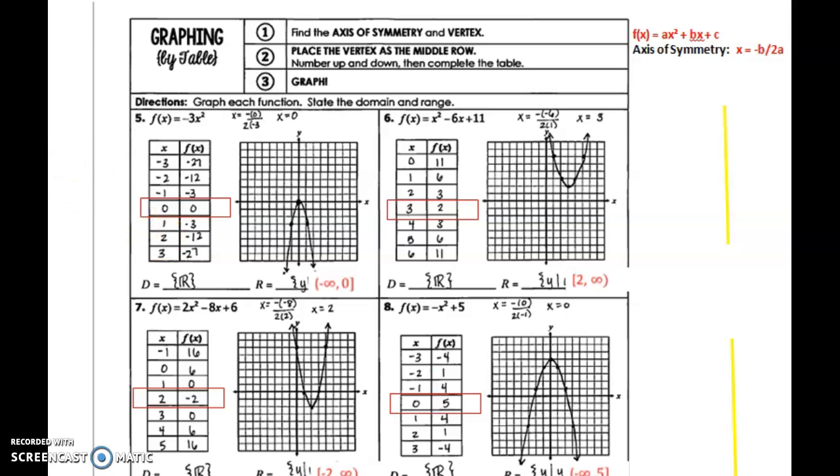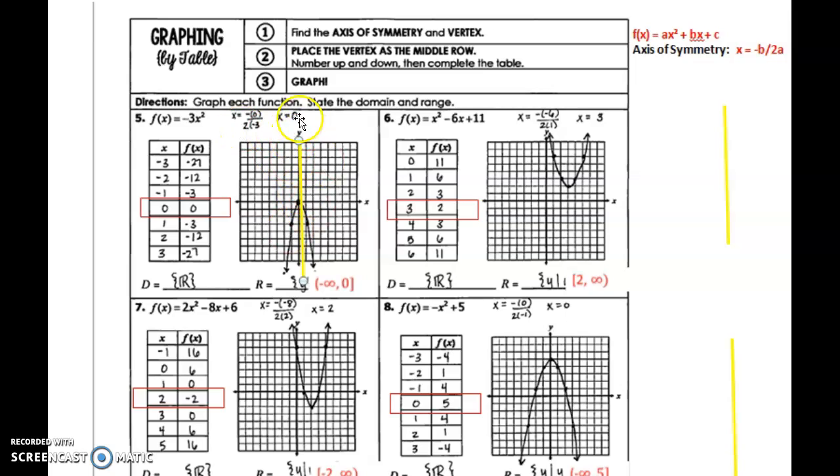So as you can see for number 5, our equation is f of x equals negative 3x squared. To find our axis of symmetry, well, there is no b value, so that makes 0. Negative, or the opposite of 0, is still 0, divided by 2 times our a value, which is negative 3. 2 times negative 3 is negative 6. But really it didn't matter what negative 6 was because 0 divided by any number is still 0. So our axis of symmetry happens at x equals 0, a vertical line at the origin.